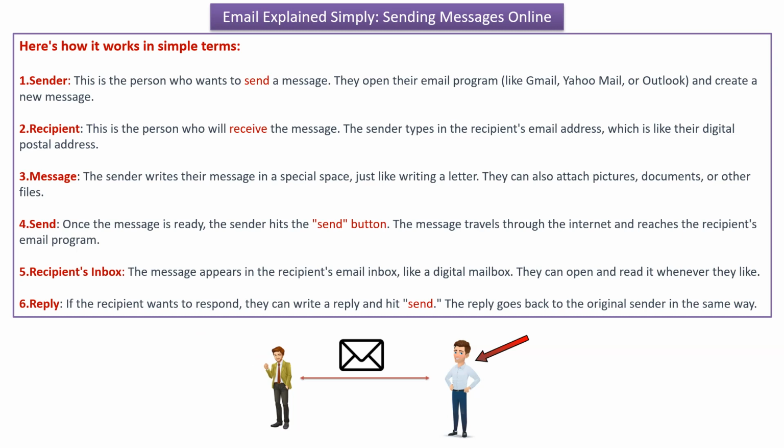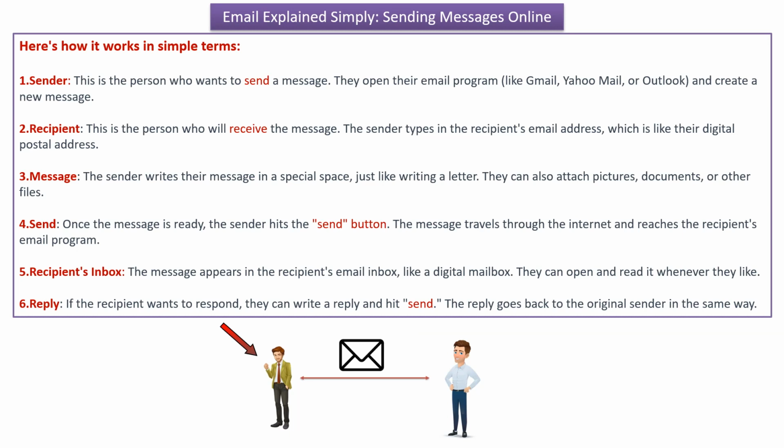The second one is recipient. Recipient is the person who will receive the message. The sender types in the recipient's email address, which is like their digital postal address. Third one is message. The sender writes their message in a special space, just like writing a letter. Sender can also attach pictures, documents, and other files.